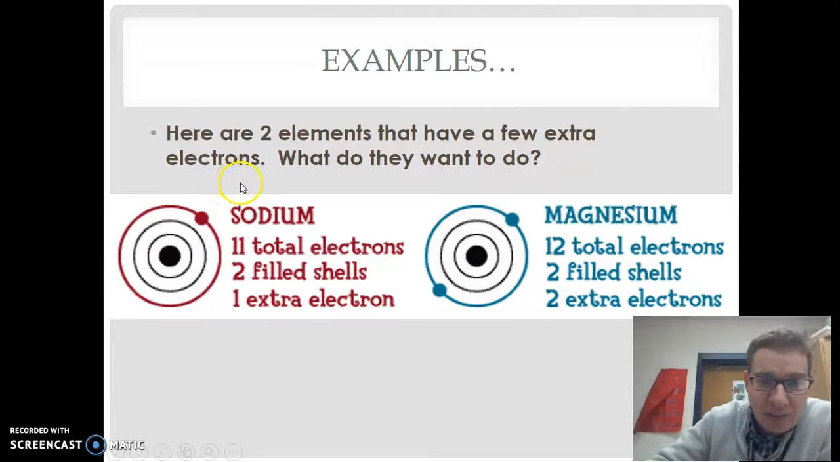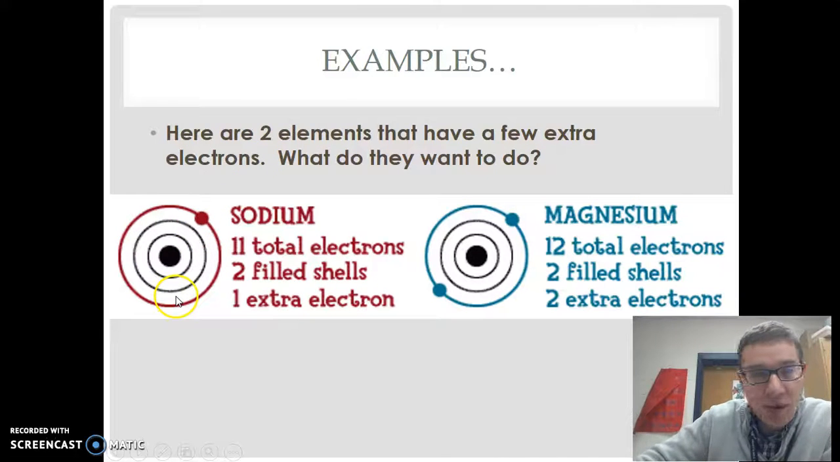So here's a couple examples. Two elements that have a few extra electrons. What do they want to do? So we have sodium. It has one valence electron, one extra electron in that outer shell. So what does it want to do? It has 4 or less, so it's going to want to get rid of it. That's why it's so reactive.